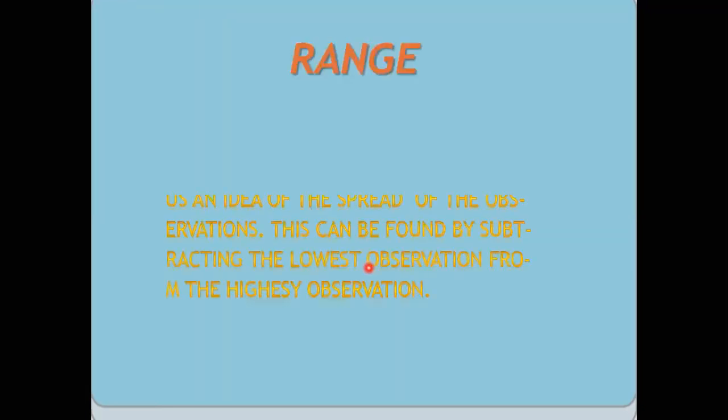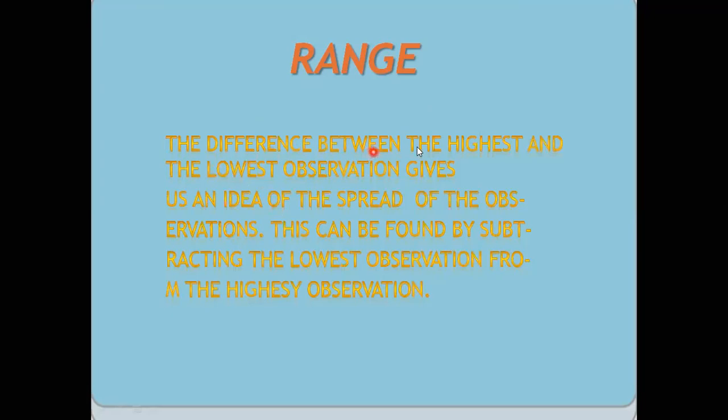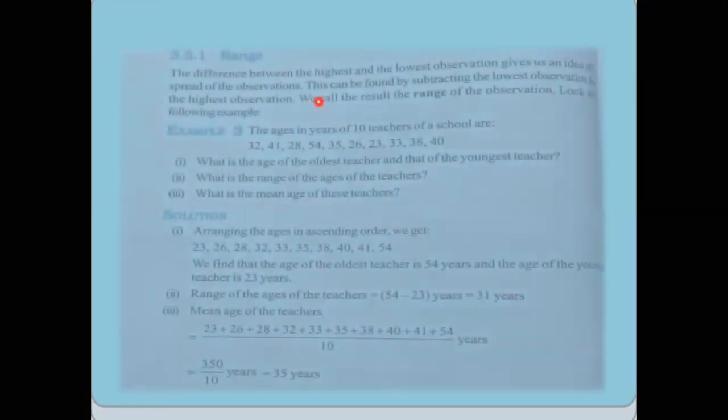Next, let us see range. What do you mean by range? The difference between the highest and the lowest observation gives us an idea of the spread of the observations. This can be found by subtracting the lowest observation from the highest observation. So range means highest minus lowest. This is the formula we should use for range.